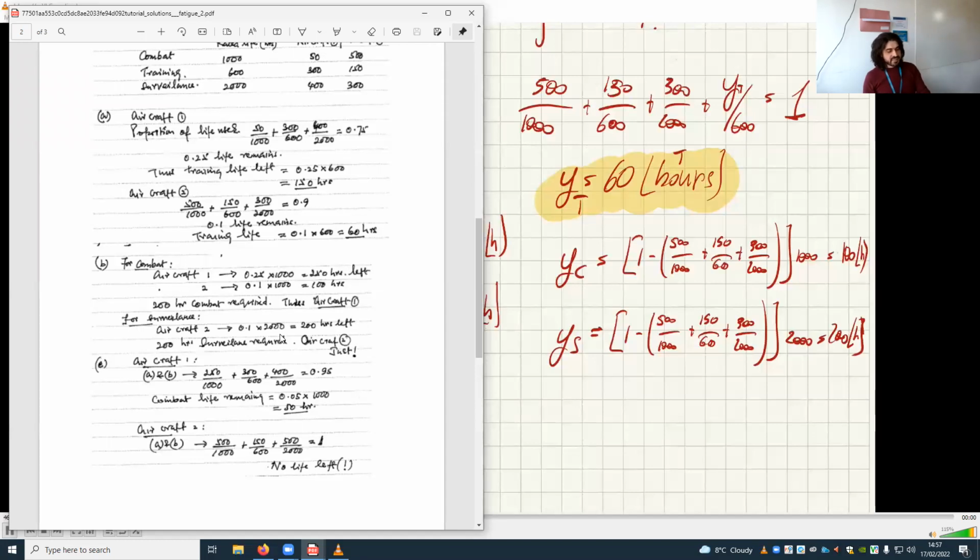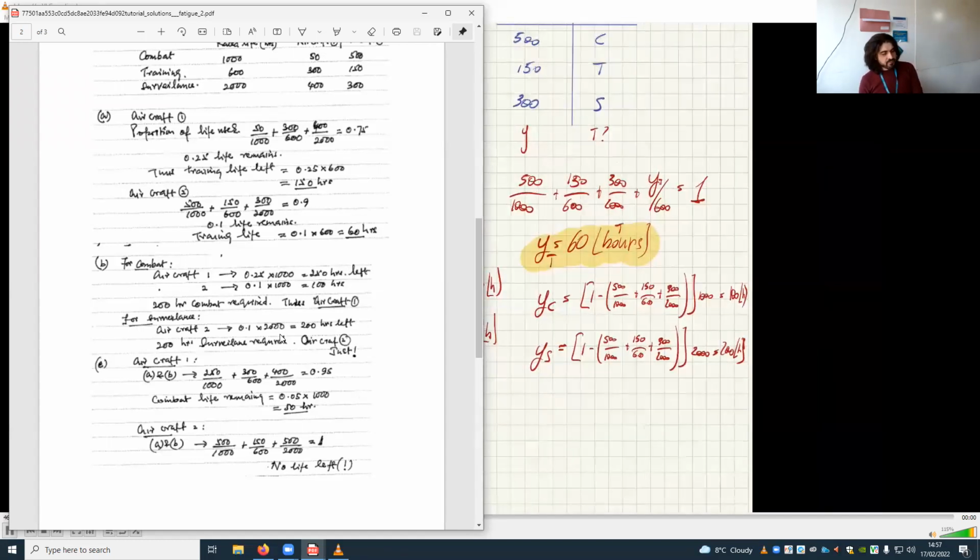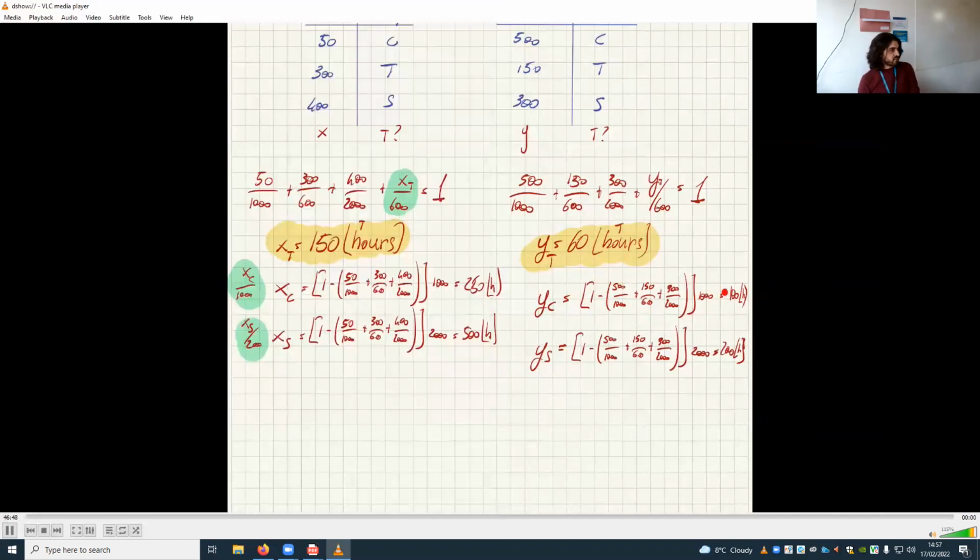Okay, so as you can see, for combat, it's a 200 hours combat mission. So we can't send aircraft 2 into combat because it only has 100 hours left of combat. So we must send aircraft 1 over to combat, and it will come back with 50 hours left. Whereas if we send aircraft 2 to surveillance, that is 200 hours, which is exactly 200 hours. So it will barely have any life left when it returns.